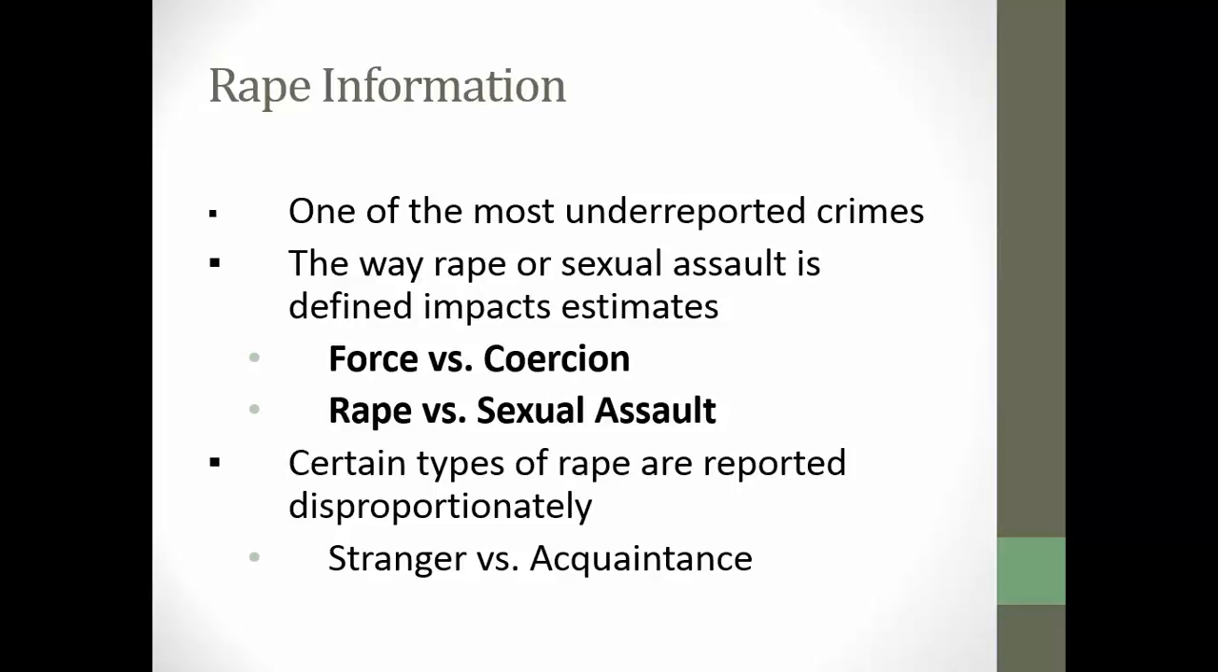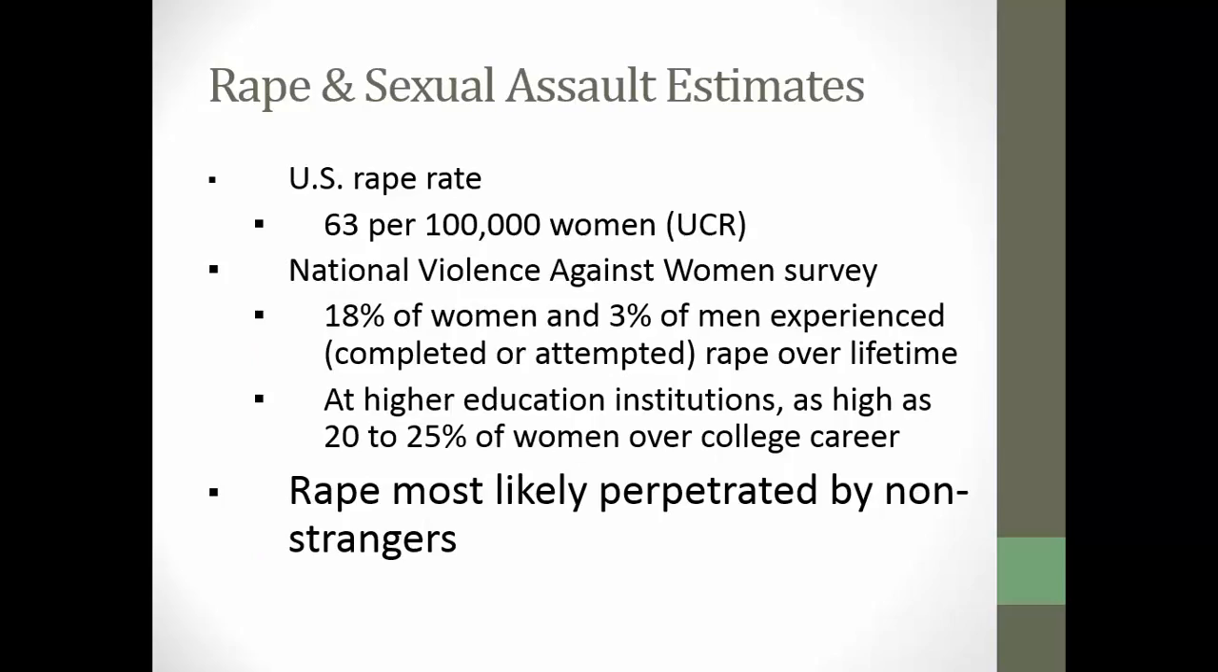Are we talking about just rape? We're talking about rape and sexual assault. Are we talking about completed and attempted, or just completed? If you look at the rape rate in the U.S., it is 63 per 100,000. Again, this is going to be a vast underestimate of how much happens. But think of it as a starting point for comparing rape to something like homicide. The rape rate is 10 to 15 times higher than the homicide rate, and it's likely much higher than that because homicides are more likely to get reported than rapes.